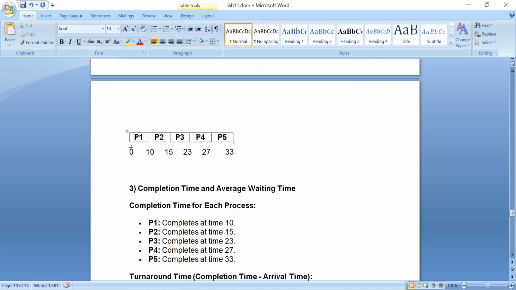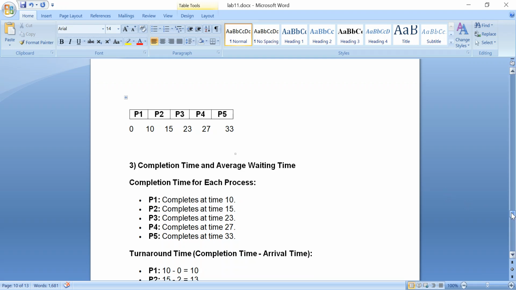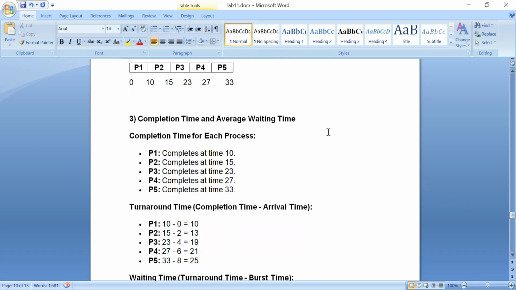So this is our Gantt chart, and this is the total time it takes. Next, the completion time and average waiting time. For the completion time of each process, P1 completes at 10 seconds, P2 completes at 15, P3 completes at 23, P4 completes at 27, and P5 completes at 33.